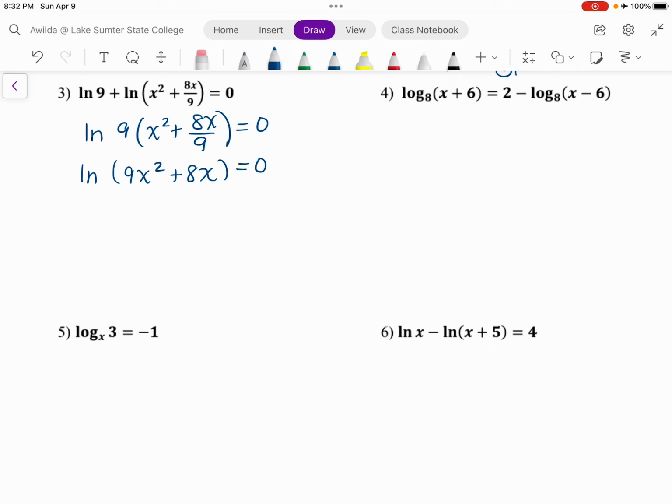And again, this is a single logarithm on the left and a fixed number on the right, so we can convert this into exponential form. Recall that natural logarithms are logarithms with a base of e. So we can write that e to the 0 power equals 9x squared plus 8x. e to the 0 power is 1.